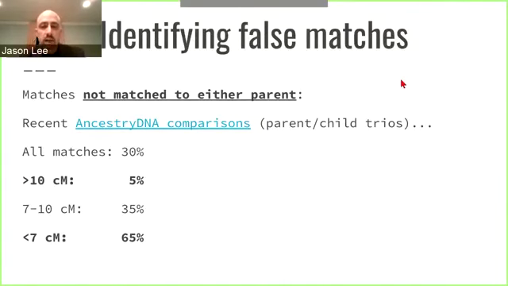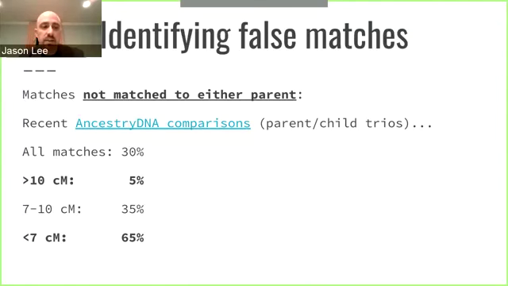So one of the popular ways of exploring the issue of false matches, we've seen this in several blog posts over the past year or so, people have looked at matches not matched to either parent. So they'll look at a child, look at both of the parents, and look at the match lists for the child and both of the parents and see how many discrepancies there are. And with most of the blog posts that I've seen recently regarding match lists at AncestryDNA, we're seeing that about 30% of a child's matches will not be matched to either parent.